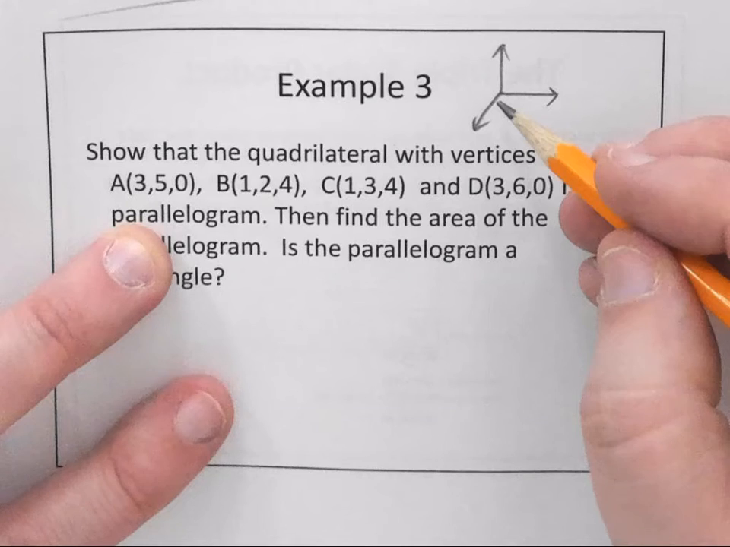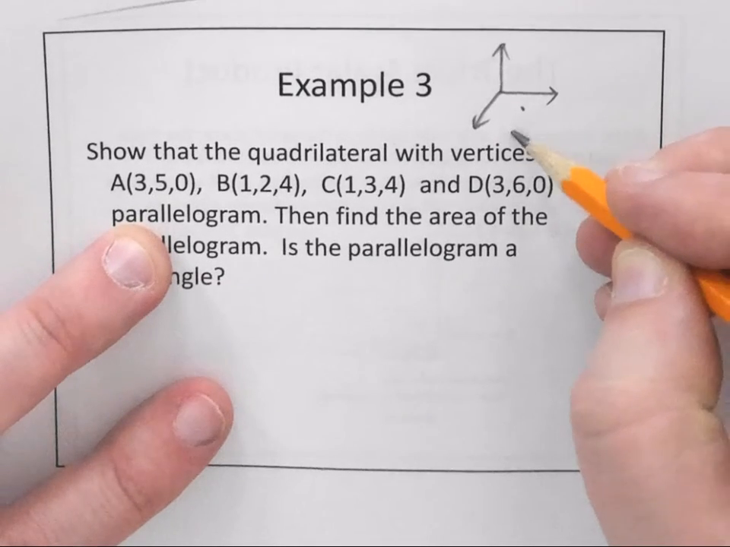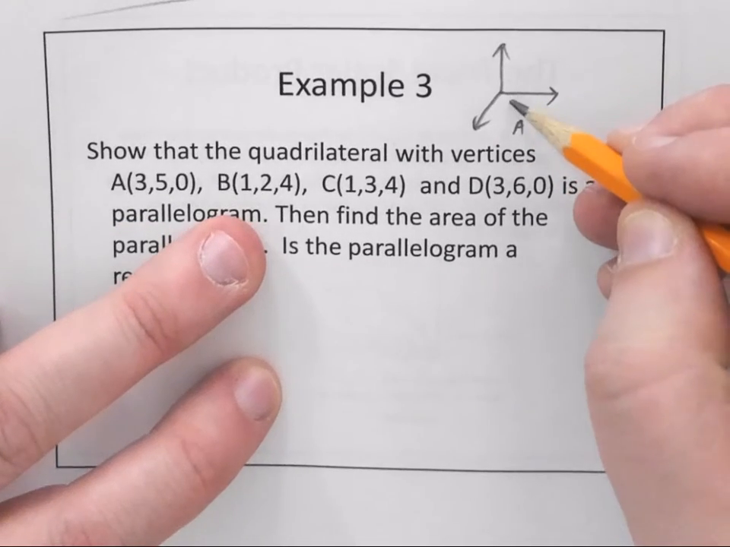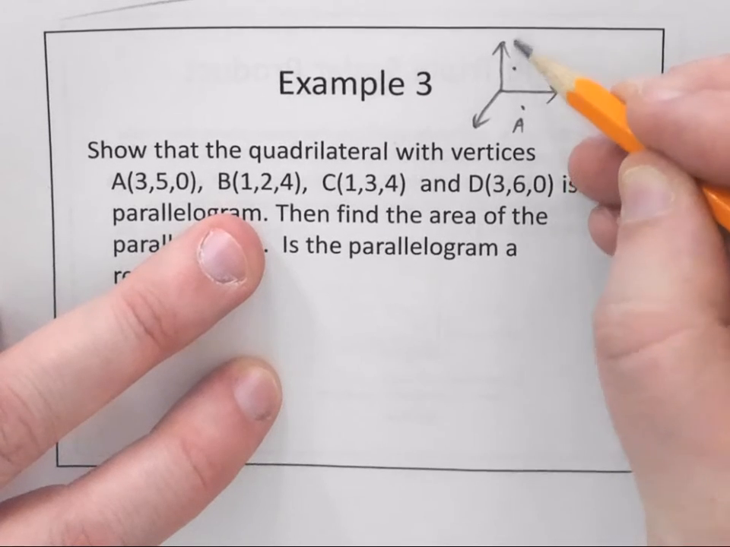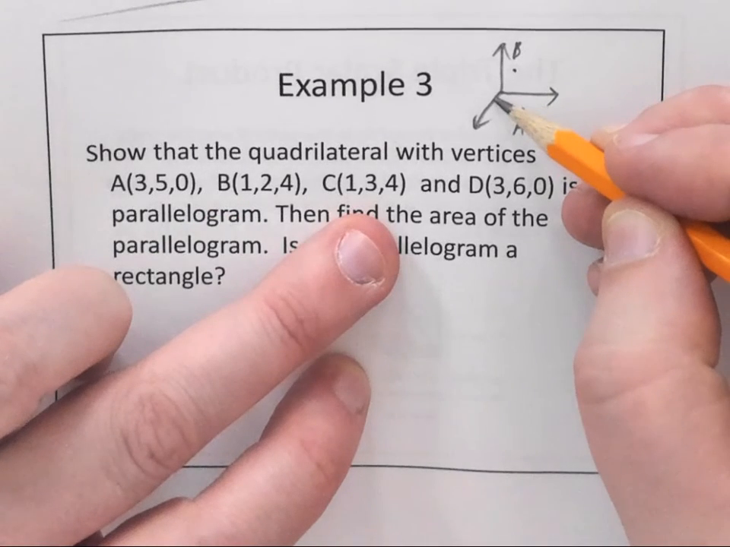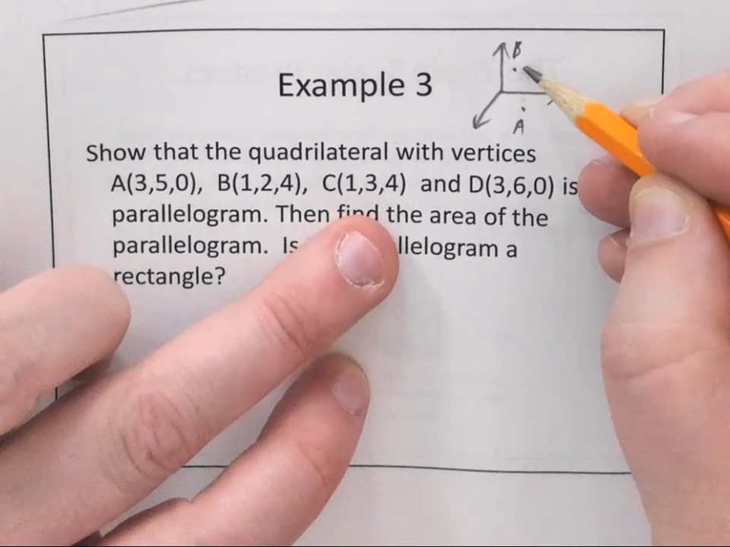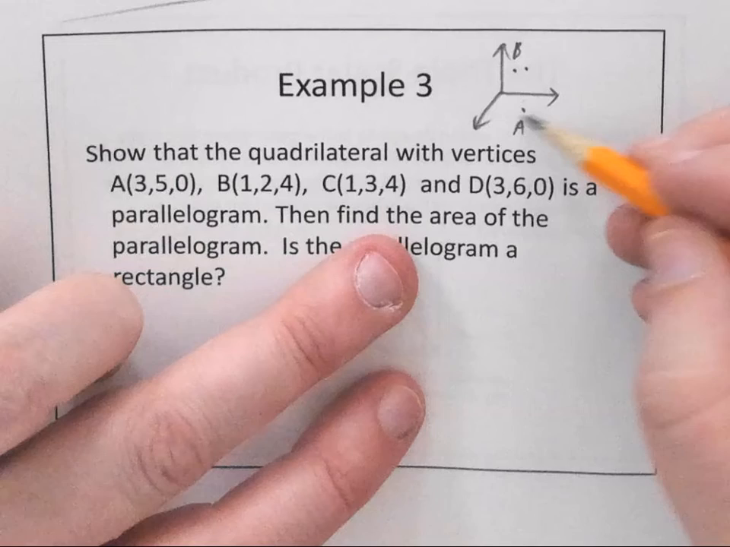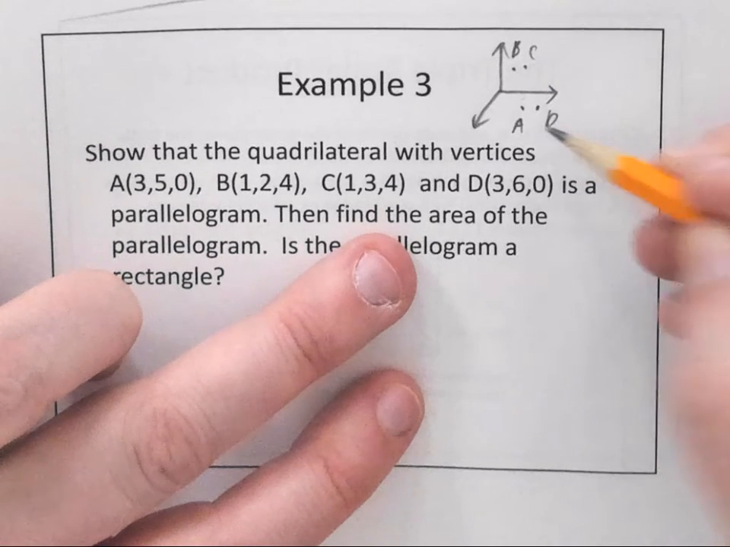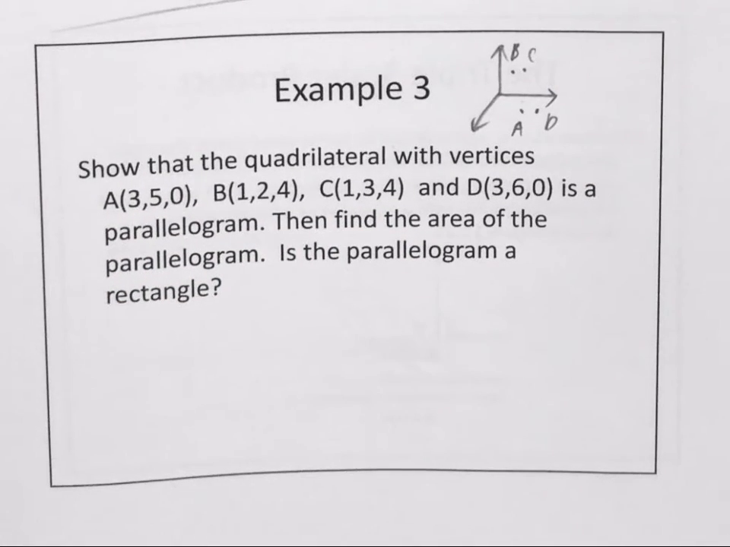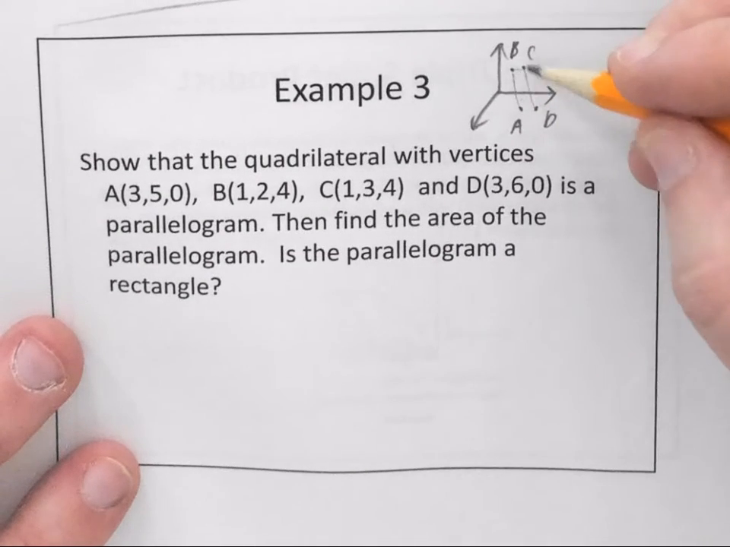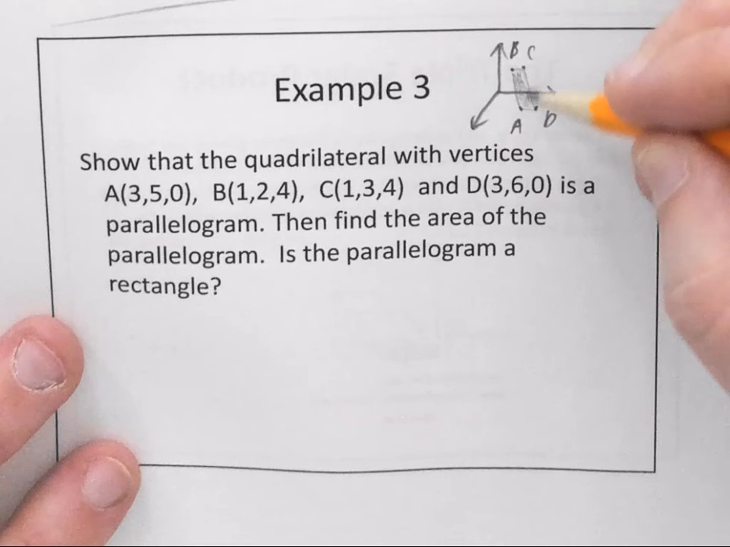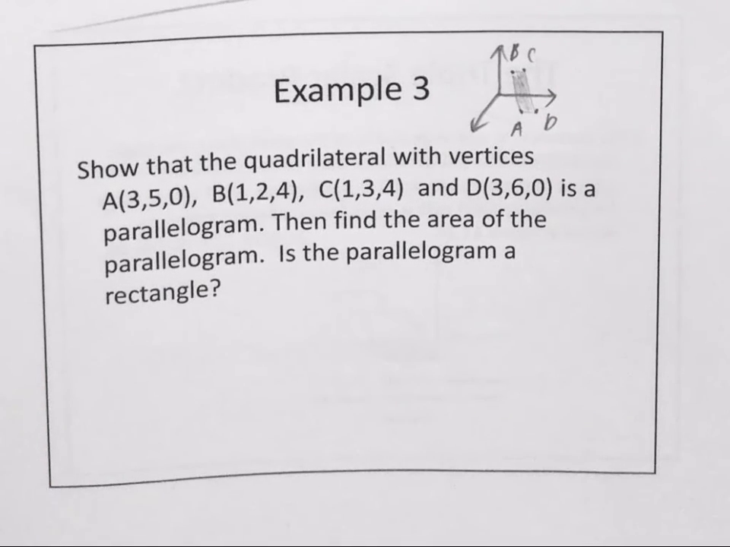So 3, 5, 0. I'm going to go out 3 over 5, not up or down at all. 1, 2, 4, out 1, 2, up 4. 1, 3, 4, out 1 again, over a little farther, and up 4. And for D, out 3 over 6. By doing it that way, you can pretty easily tell where the quadrilateral is. Okay? You end up with this weird slanted something or other. The question is, is that a parallelogram?